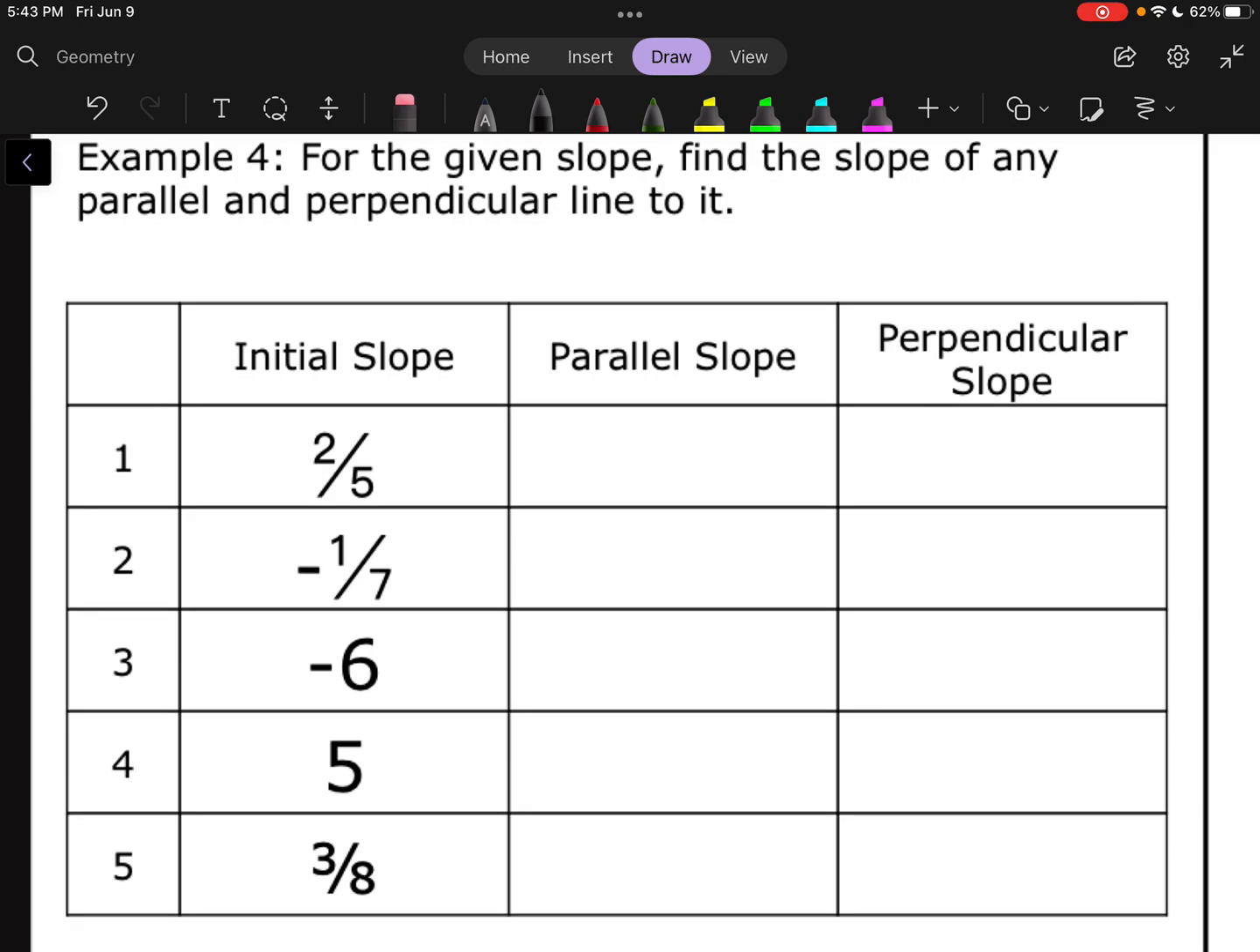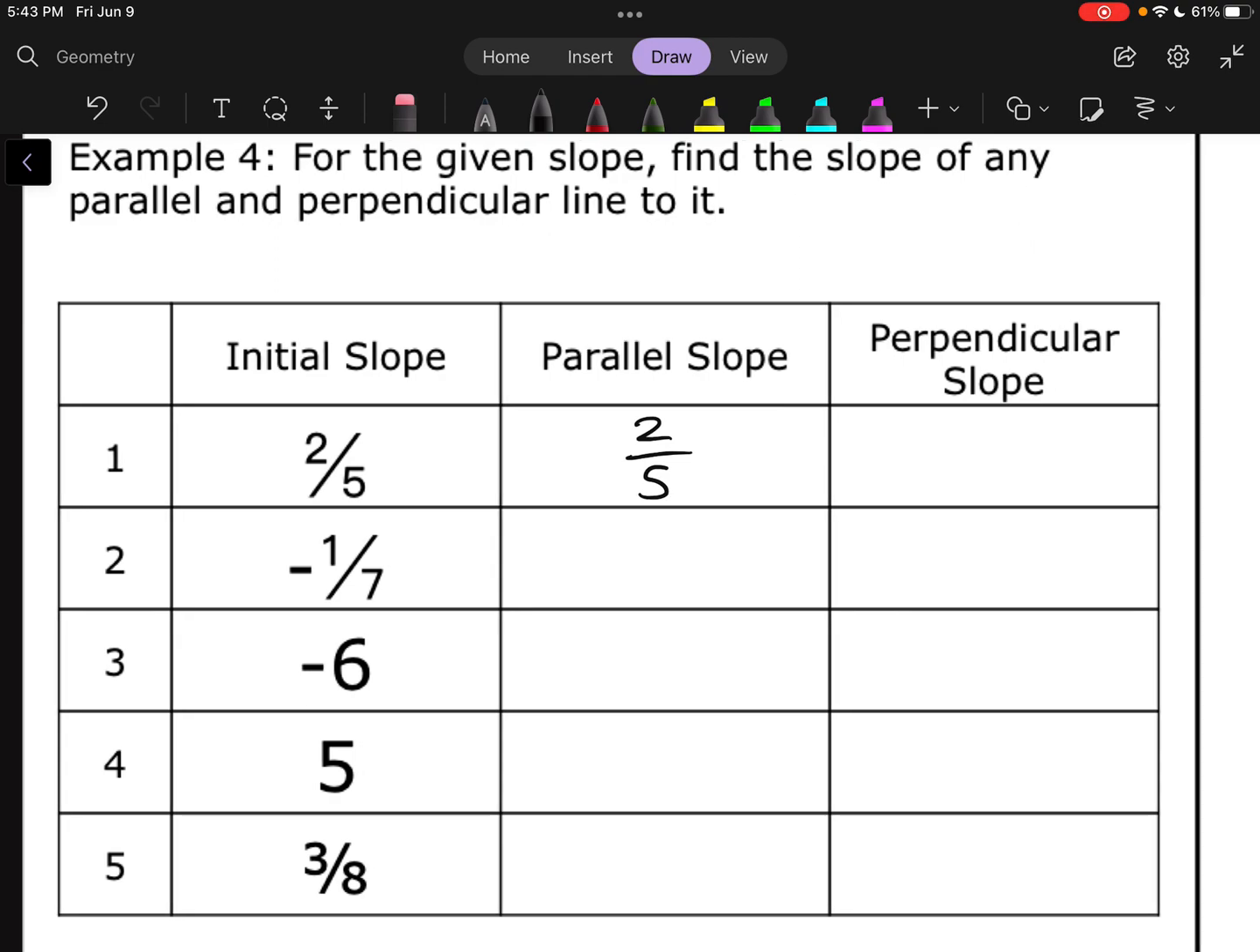So if our initial slope is 2 over 5, a parallel slope would also be 2 over 5. And the perpendicular slope, remember, we flip it and we change the sign, so that'd be negative 5 over 2. For number 2, parallel slope would still be negative 1 over 7. Perpendicular slope would be positive 7, because as we flip it to 7 over 1, the 1 on the bottom we don't need to write, and we change the sign back to positive.